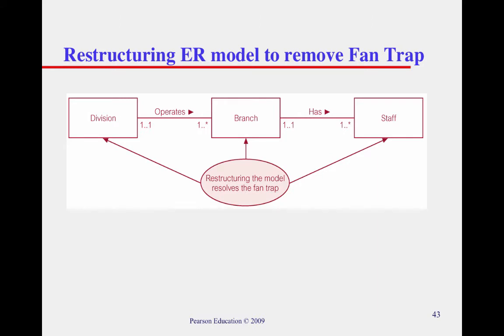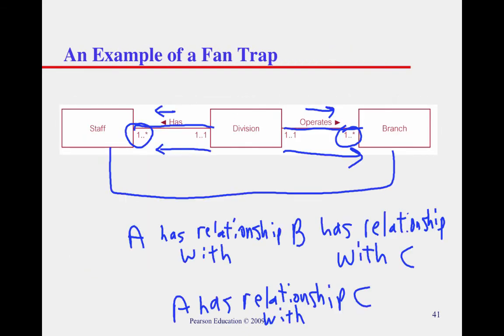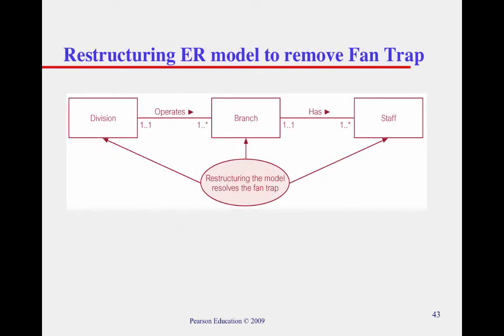So in this case, what we did is we still have division operates branch. That's the same that we had here. Division operates branch, except now it's right here. But we turned around. We no longer show a relationship from division to staff. Instead, we now show a relationship from branch to staff. So we reordered the relationships. That's more natural, right? Division has branch, branch has staff. So we resolved the fan trap.